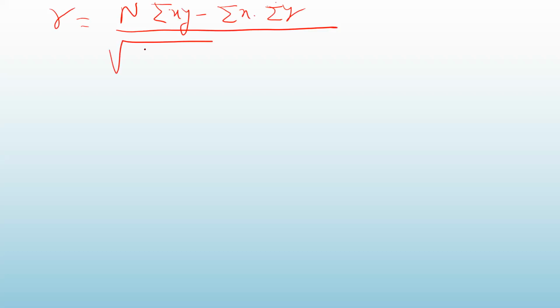So R is given by capital N into summation of xy minus summation of x into summation of y, divided by square root of capital N into summation of x square minus summation of x whole square, into the other square root, capital N into summation of y square minus summation of y whole square.